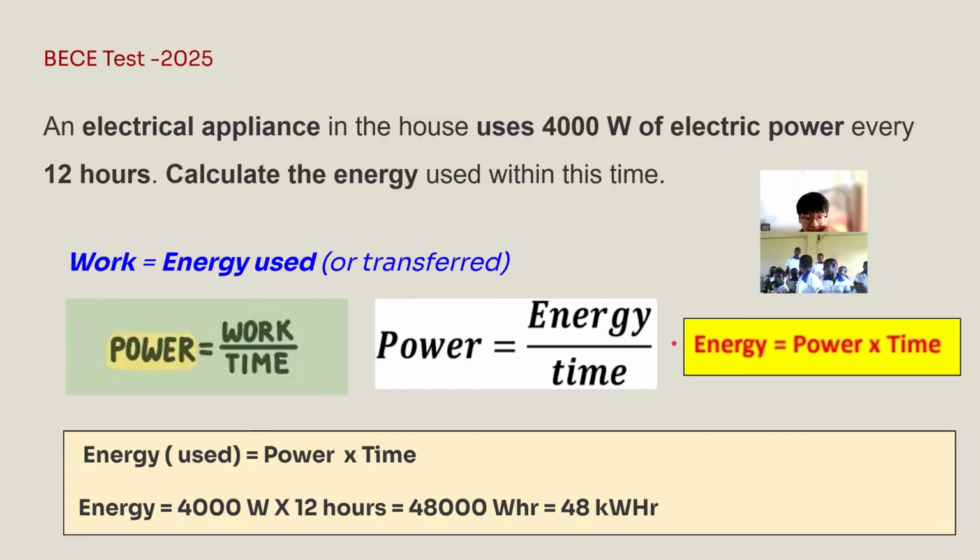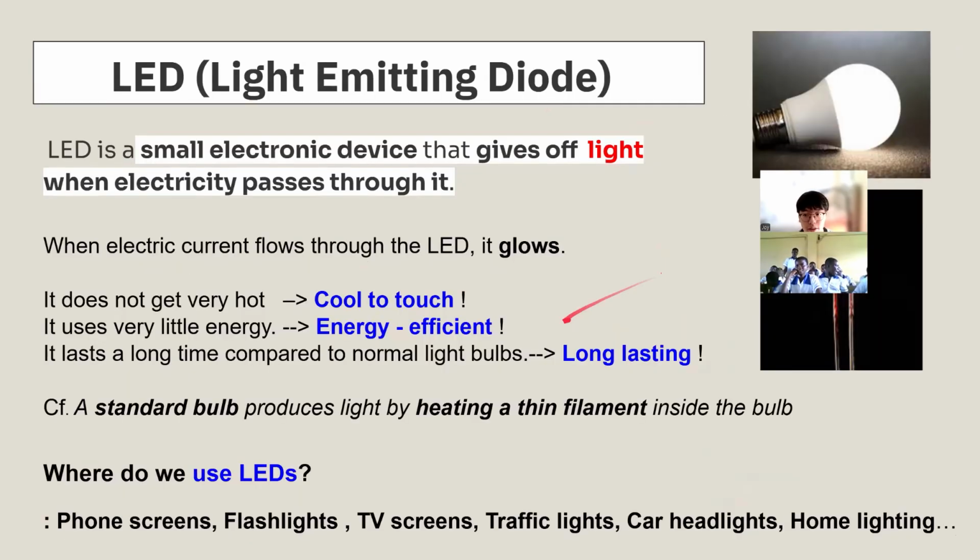Yeah, you're right. It's 48,000 watt hour, or you can also put it as 48 kilowatt hour. It's the same. So yeah, great job. So multiply 4,000 of power times 12 hours, which is time, and you get the energy. Okay.